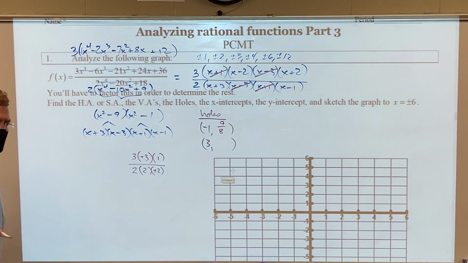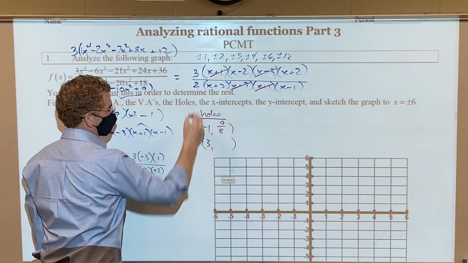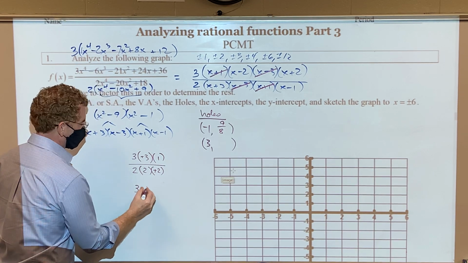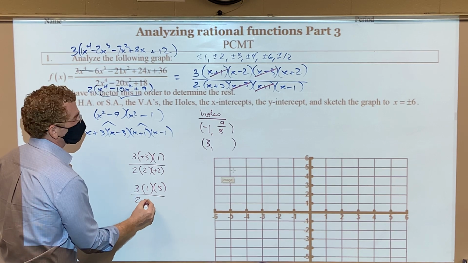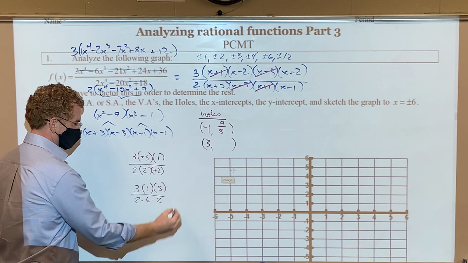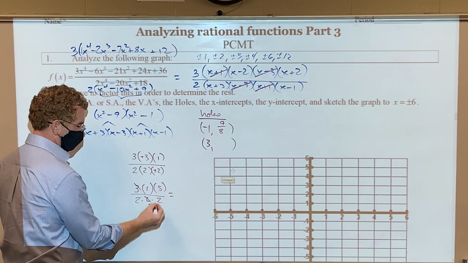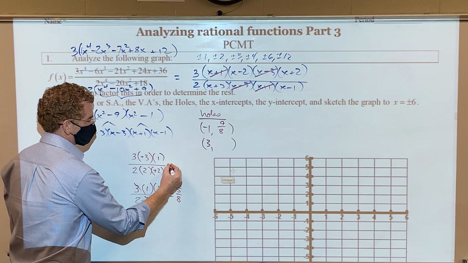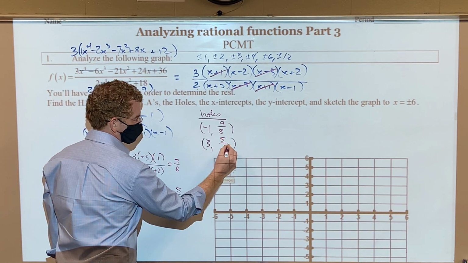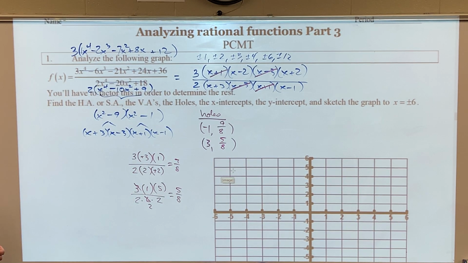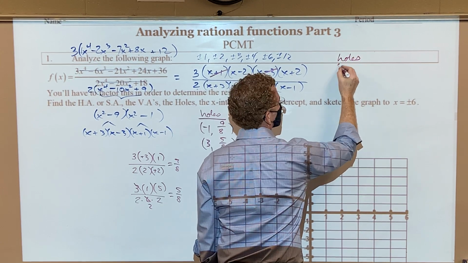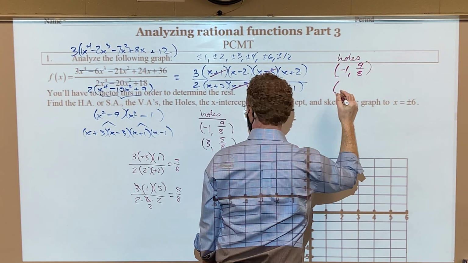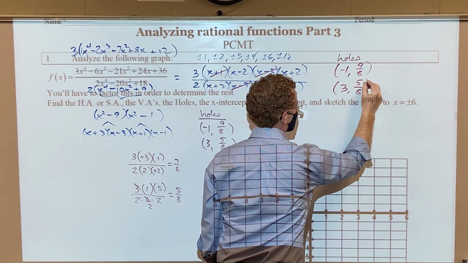If I make a careless error, tell me quickly. And then if I plug the 3 in, I get 3 times 1 times 5 over 2 times 6 times 2. And the 3 does cancel with that and leaves me 5/8. So I got 9/8 for the first one, 5/8 for the second one. And I'm going to write that over here because I'm about to move up so I can see this. So my holes are at negative 1, 9/8, and at positive 3, 5/8.